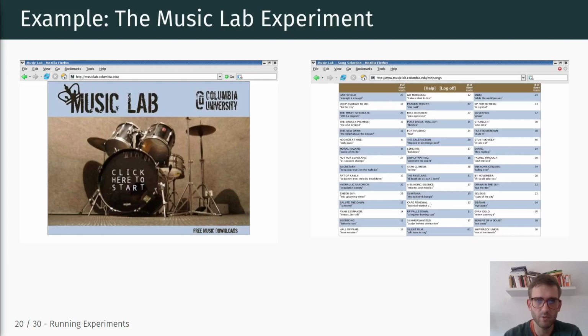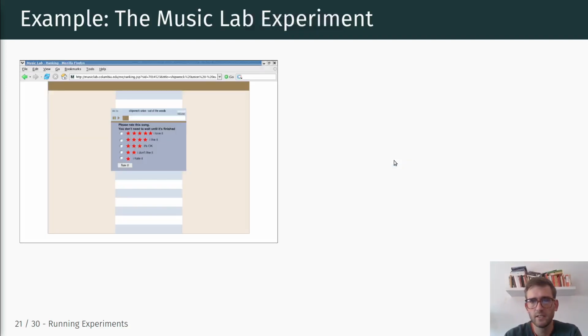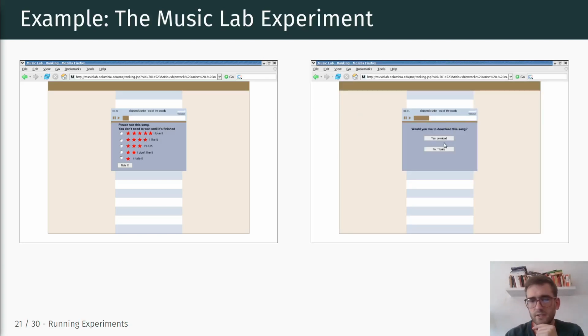Ultimately, this was a platform that enabled participants who signed up to download free songs by small unknown bands, and the idea was that they would be given a list of songs, something along these lines that we see here, and they could then listen to some of the songs and then rate them and download them if they wish. So the incentive for the respondents, of course, was to discover new music and then download it for free if they want to, right?